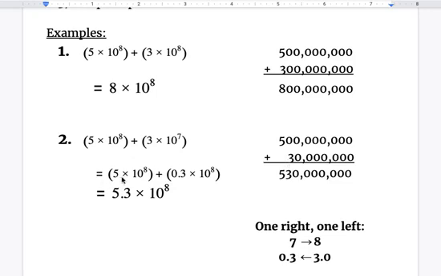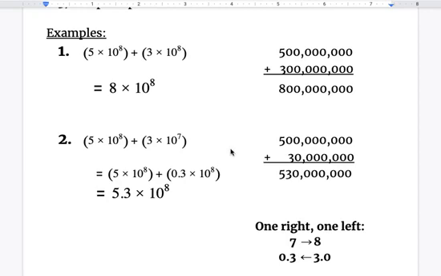Now we can add it up. Now they have matching powers of 10, 10 to the 8th power. So we keep that in the answer, and then we add the first part. 5 plus 0.3 is 5.3 times 10 to the 8th power. 5.3, that decimal will be right here. Move it over 8 spots: 1, 2, 3, 4, 5, 6, 7, 8. Okay, so when they're not matching, we have to make them match so that we can use that shortcut of just adding them.